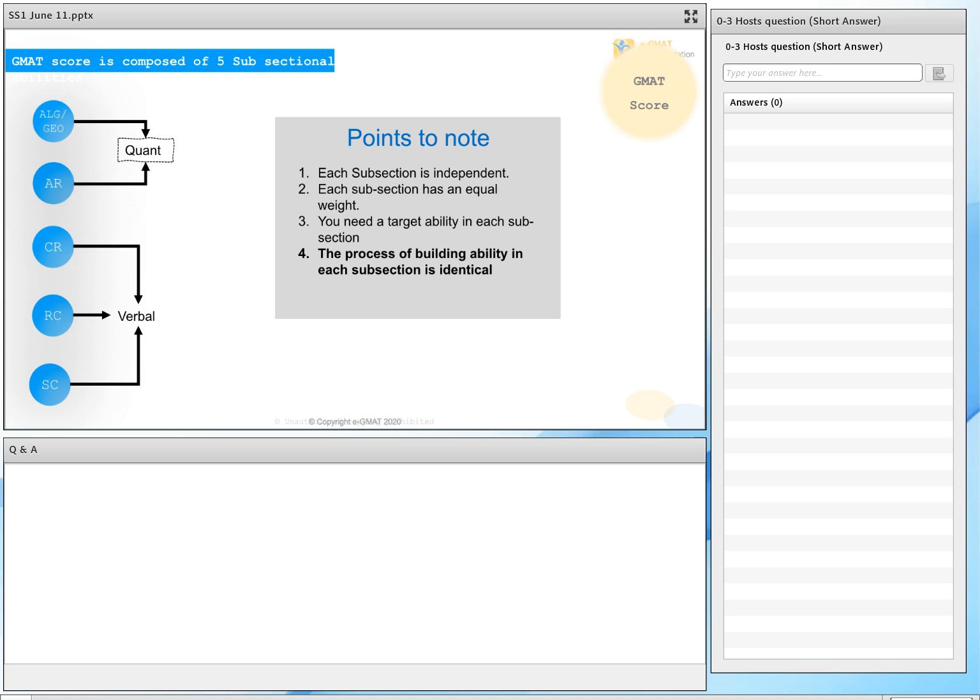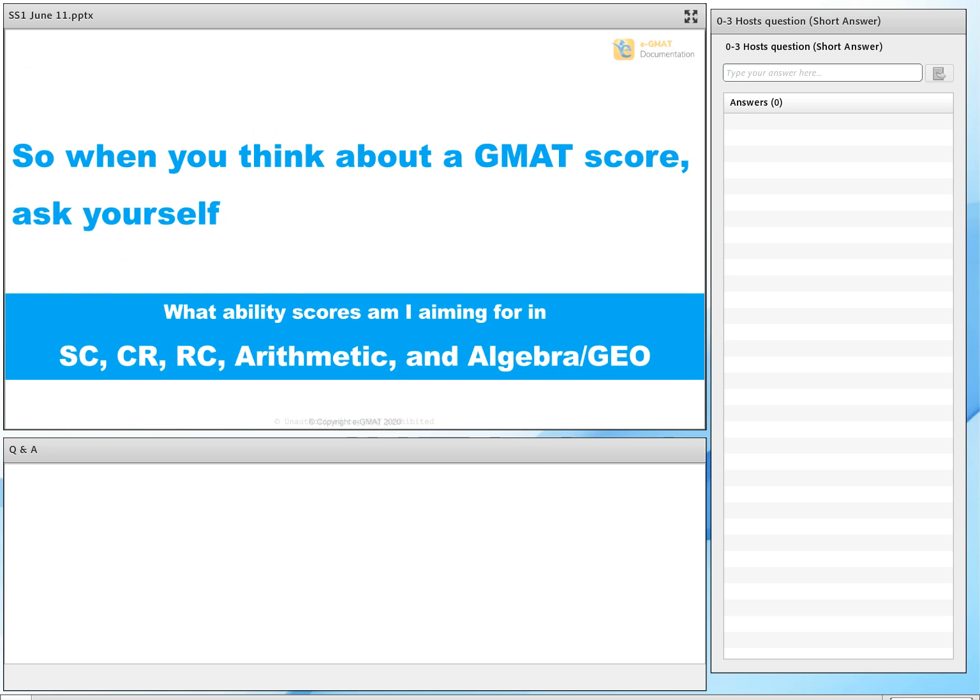But the thing which a lot of people don't understand is that how you build ability, how you increase your ability scores in this, that process, the sequence of studying that you need to do is identical. And by the way, if you have innate ability, there are certain steps that you can absolutely skip and save your time and move on to the other steps. Okay. The first question that you need to answer when it comes to thinking about your GMAT score is, what are the target abilities that are optimized for me?